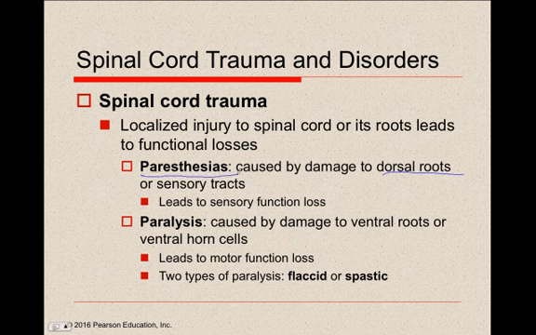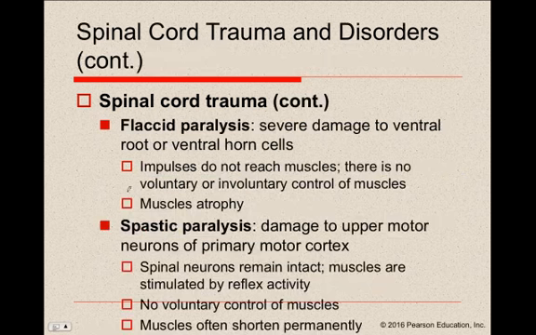Okay, that's paresthesia. Now, for paralysis to occur, we have to have damage to either the ventral roots or the ventral horn cells. Remember, ventral or anterior, same thing. Our anterior ventral roots are going to be carrying our motor neurons. So this is where we can see actual paralysis. And paralysis is when we've done damage to the motor neurons, and this would lead to a loss of motor function. There are two types of paralysis that we'll talk about real quick. There's flaccid or spastic paralysis. And both of them would be equally, I think, frustrating.